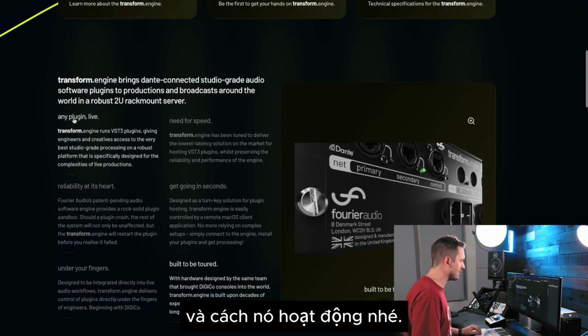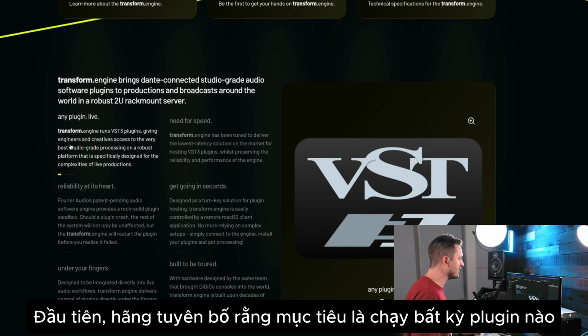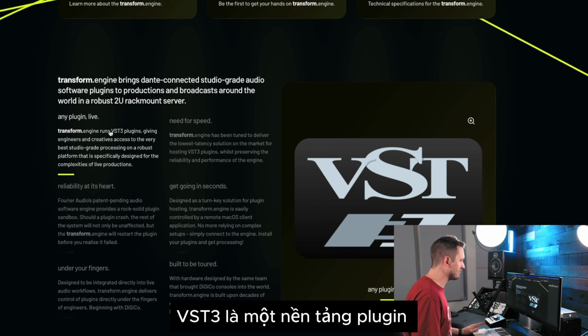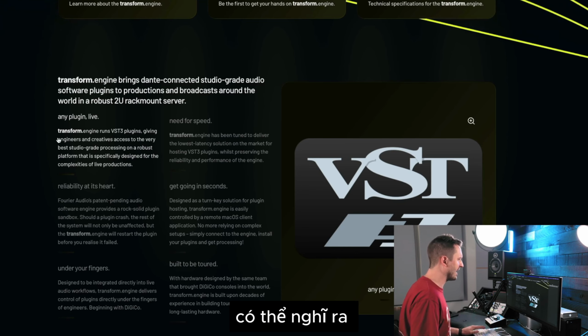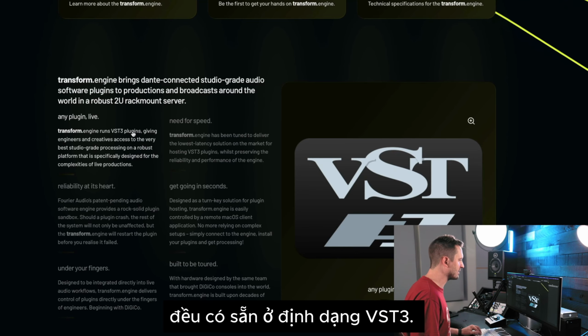So scrolling down here, obviously their whole point is to run any plugin live. This is huge. VST3 is a very robust and well-known plugin platform, and literally any plugin you can imagine is pretty much available in VST3 format.